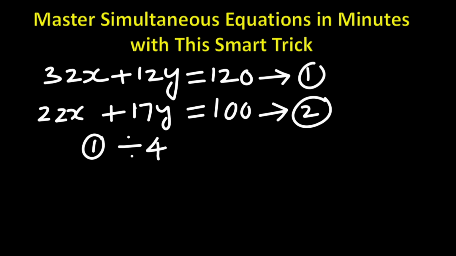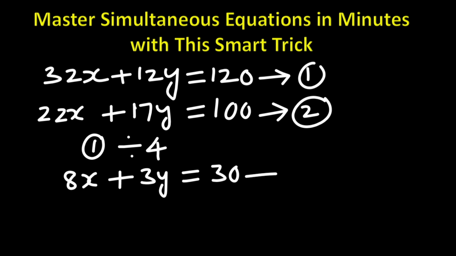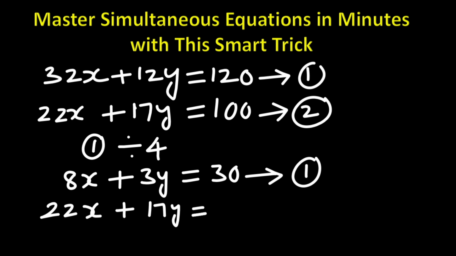So 32 divided by 4 is 8, plus 12 divided by 4 is 3, so you get 3y equals 120 divided by 4, that's going to be 30. So this now becomes equation number 1. As you can see, the second equation cannot be simplified further. You cannot divide by a number on both sides to simplify. So we write the equation the same. There's no change. That's going to be 22x plus 17y equals 100. That's going to be equation number 2.